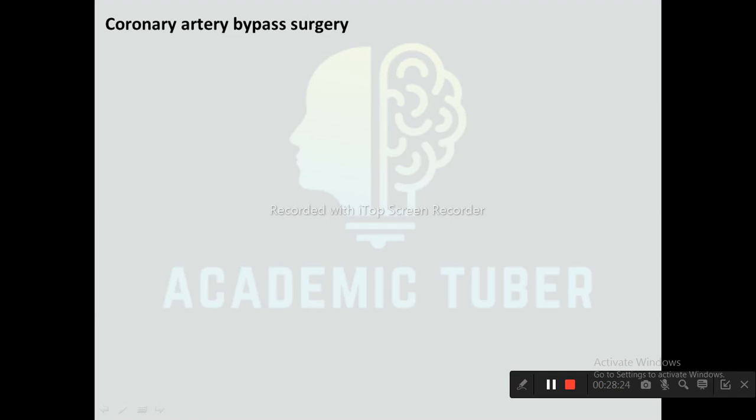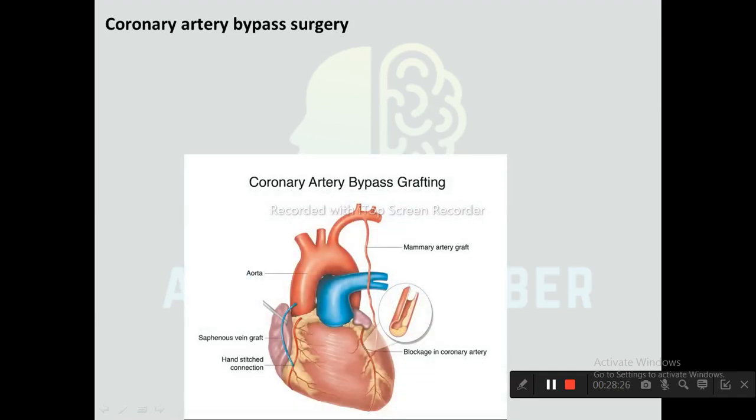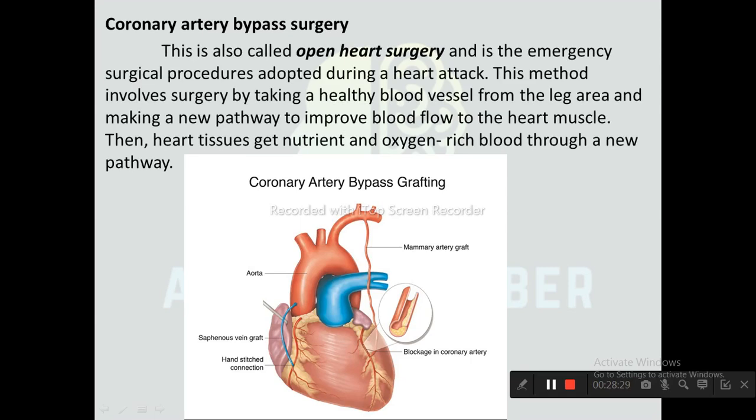Next one is coronary artery bypass surgery, which is also known as the open heart surgery. So here is a diagram showing the coronary artery bypass surgery. This is also called open heart surgery and is the emergency surgical procedure adopted during a heart attack. This method involves surgery by taking a healthy blood vessel from the leg area and making a new pathway to improve blood flow to the heart muscles. Then heart tissues get nutrients and oxygen rich blood through a new pathway.